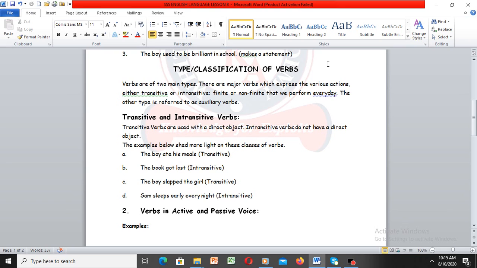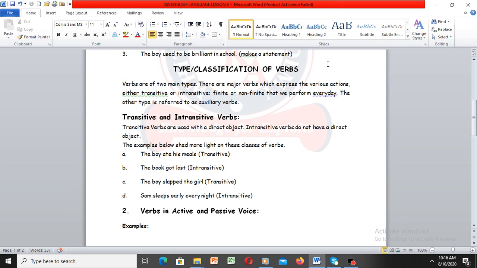Transitive and intransitive verbs. Transitive verbs are used with a direct object. Please take note of that. Transitive verbs are used with a direct object, while intransitive verbs do not have a direct object. The examples below shed more light on these classes of verbs. Now let's take a look at the examples.